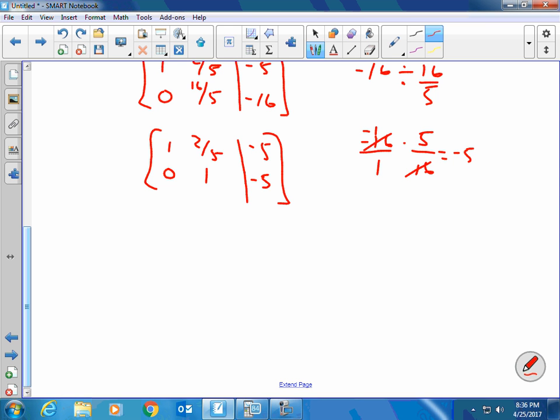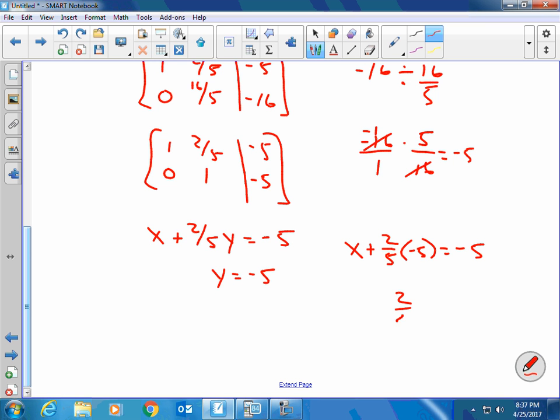Step 4, convert this thing back into a system of equations. The coefficients are coefficients of x and y. I have 0 x's plus 1 y equals negative 5. I know y is a negative 5. Take that negative 5 and substitute it back into the first equation for y.